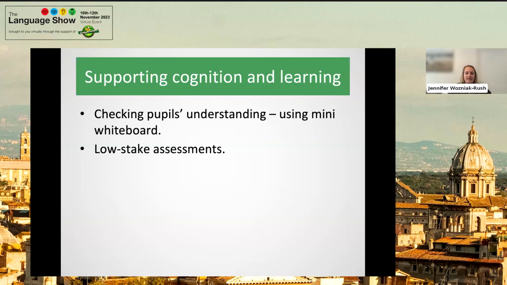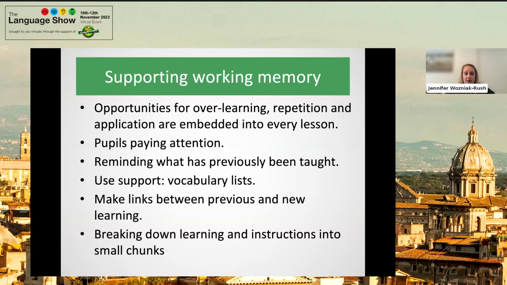Allow as well for low stakes assessment, which is accessible and planned with all pupils in mind, so they can all experience success. Remember, we don't have to give a mark and a grade all the time, because that can be demoralizing for our pupils. So think about low stakes assessment as well.